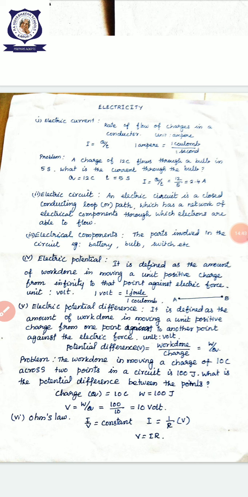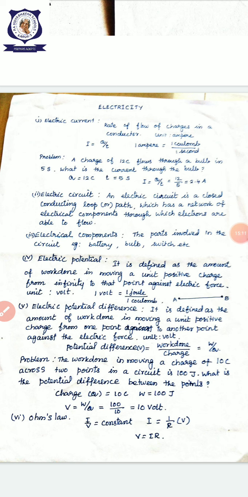Already I told you, the amount of work done. Why are we working? To move the charge from one point to another point against the electric force. For that purpose, we are doing some work, and that is called electric potential. It is defined as the amount of work done in moving a unit positive charge from infinity to that point against electric force. The unit of electric potential is volt.